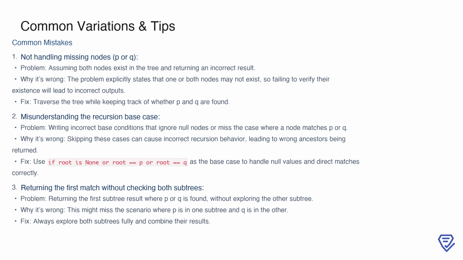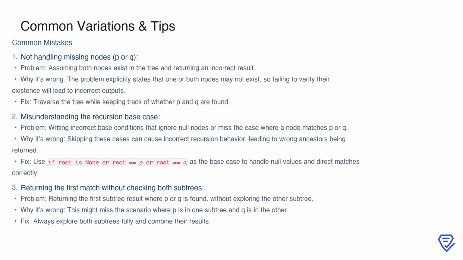When working on this problem, there are several common mistakes to watch out for. First, one major issue is not handling cases where one or both of the nodes, P or Q, are missing from the tree. If you assume both nodes are always present, your solution might incorrectly return a result. Instead, you should traverse the tree while keeping track of whether P and Q are found, ensuring your output is valid. Another common mistake is misunderstanding the recursion base case. This happens when your base condition doesn't account for null nodes or the cases where the current node matches P or Q.